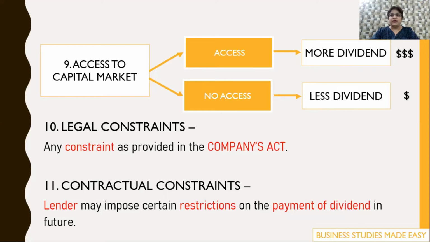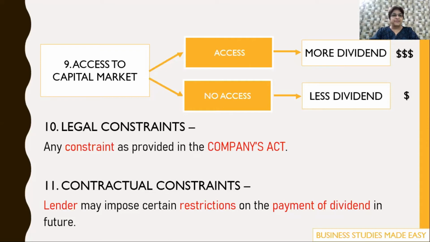But suppose he doesn't have any access. Small businessmen, they don't have access to the capital market. So they have to arrange for their own source of funds. So as a result, if the business doesn't have any access to the capital market, then in that case, the finance manager will declare less dividend.